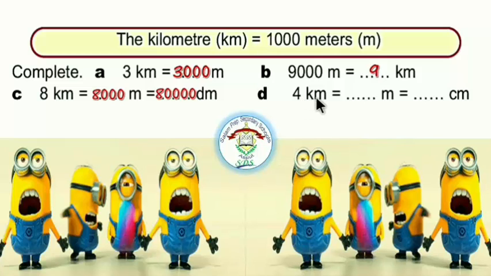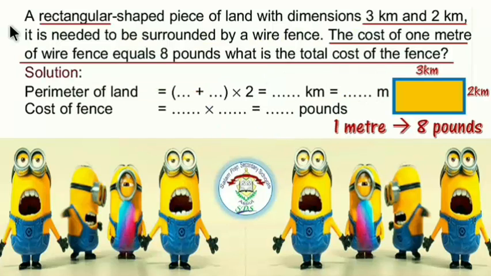4 kilometers equal 4,000 meter equal 400,000 centimeter.